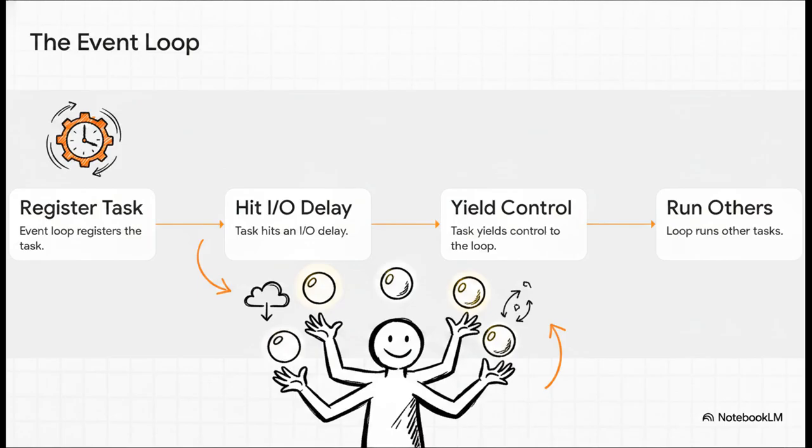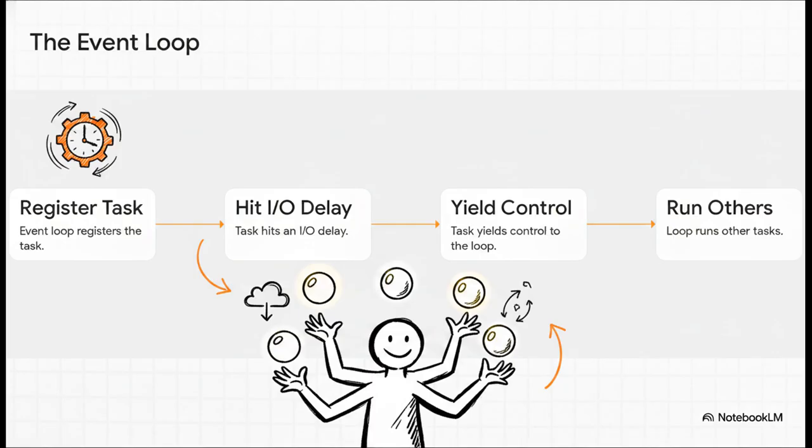So, under the hood, how does this actually work? Well, it relies on what we call the event loop. When you run an async program, the event loop registers your task. When that task hits an I/O delay, let's say it requests a file from Google Drive, instead of freezing the whole program, the task yields control right back to the event loop.